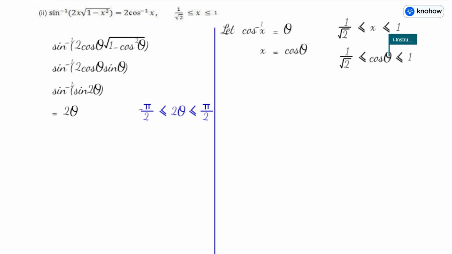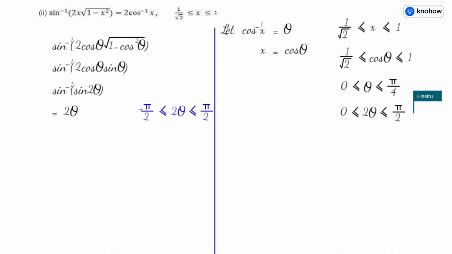What is that angle whose cos is 1? 0. And what is that angle whose cos is 1 by root 2? 45 degree or pi by 4. So theta lies between 0 to pi by 4, and 2 theta lies between 0 to pi by 2, which is very much a part of the principal value branch of sine inverse x. It is negative pi by 2 to pi by 2, and the angle lies between 0 to pi by 2, first quadrant, very much valid.